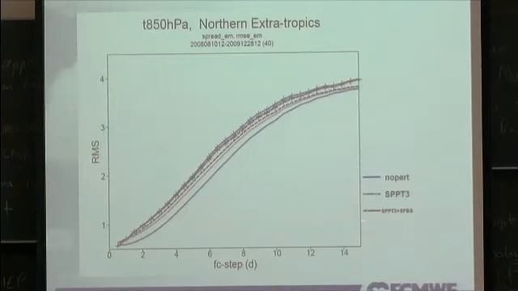And you can see not only the spread goes up quite a bit by adding the stochastic schemes, but also the RMS error goes down. So you see that you don't simply add noise, but you add noise which makes sense.